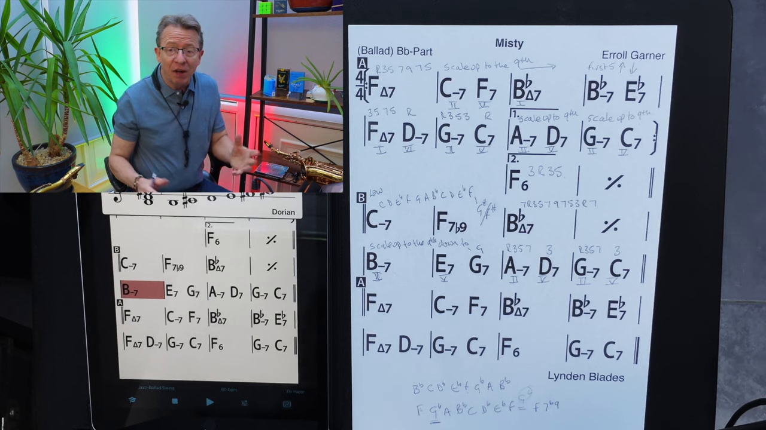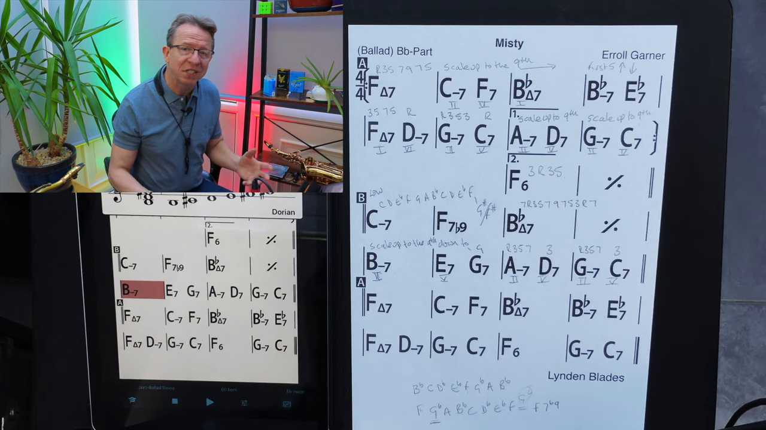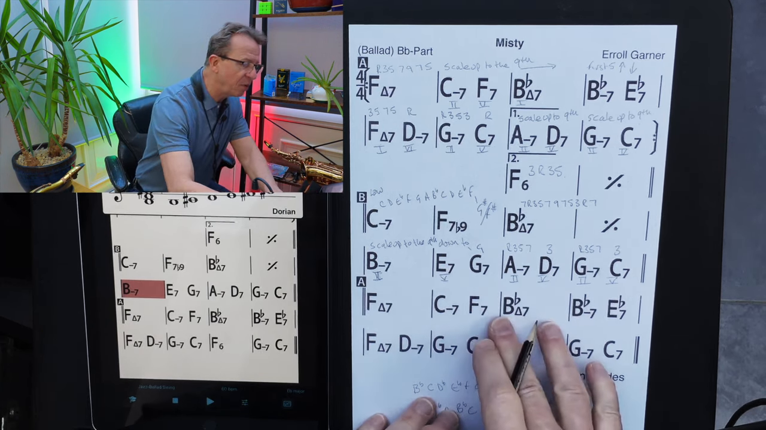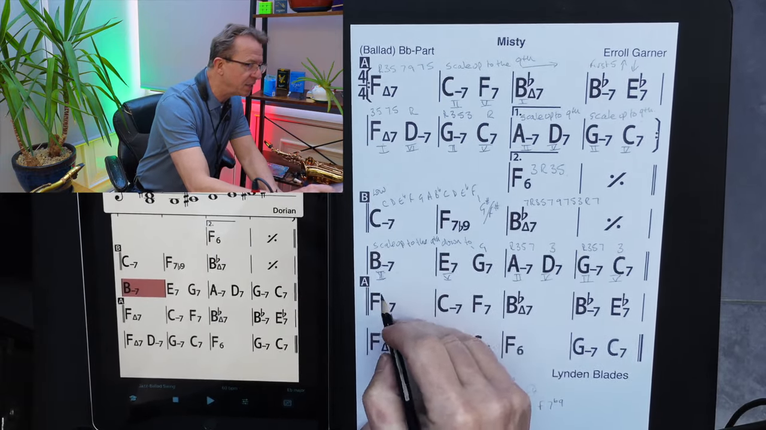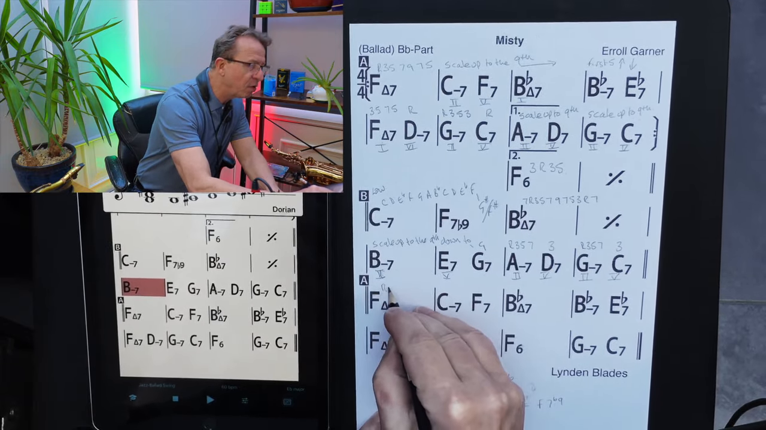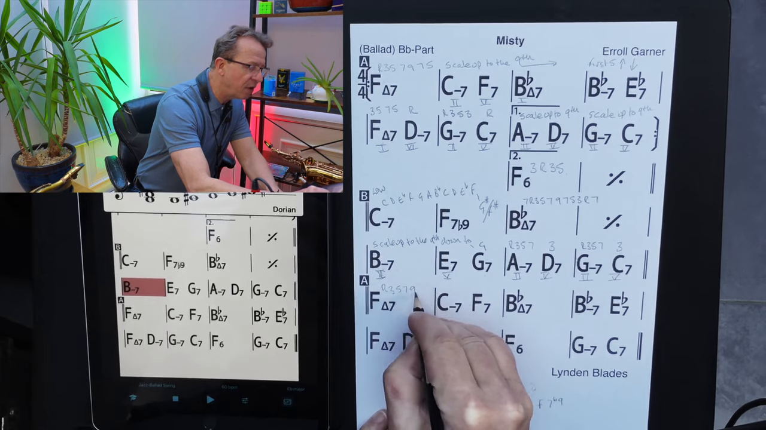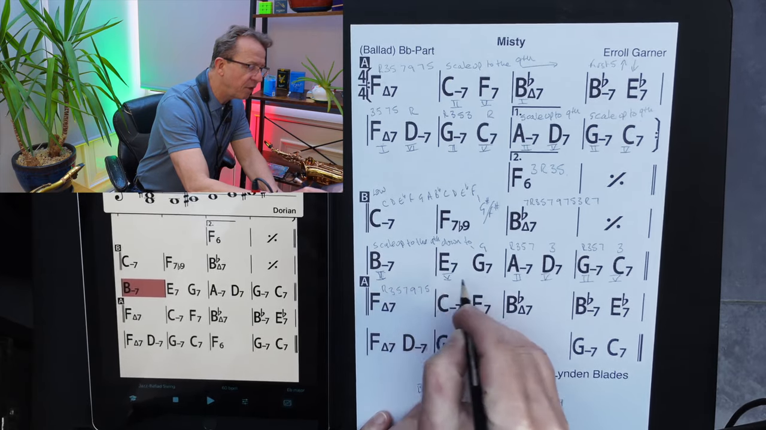Again, it's not the only thing I could do. I've got an infinite amount of choices, but I'm just going to keep it nice and simple while I start to get comfortable with this chord chart. So that's exactly the same. I'm going to play root, 3, 5, 7, 9, 7, 5.